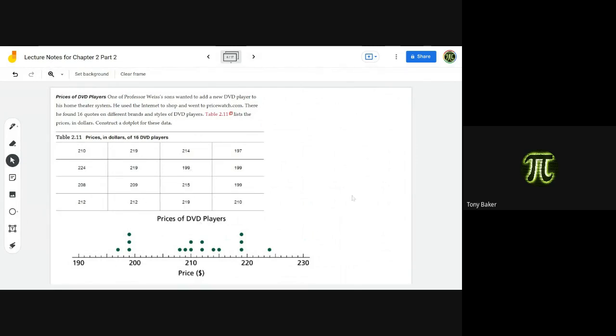So here is an example of a dot plot. These are prices of DVD players that nobody buys anymore. Yes, DVD players were expensive when they first came out. We have between 190 and 230. You don't have every single value there, but the values have to be broken down equally. So in this case, every one of those lines is 1. We have one value at 197, and we have 3 that were at 199. So again, like I said, there's no vertical classes.